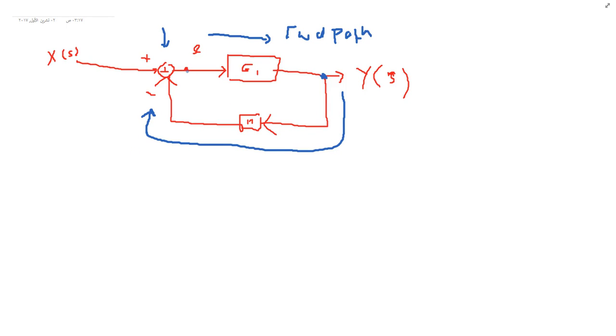If we go to this node E, E is equal to X minus H times Y. We have H here. Now what do we do? We take Y. Y equals E times G. Okay.